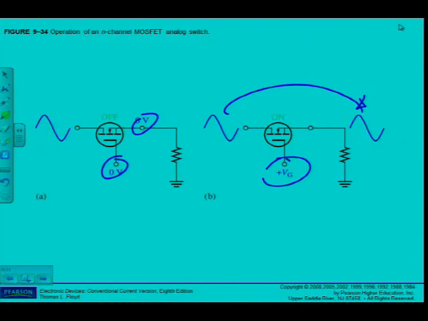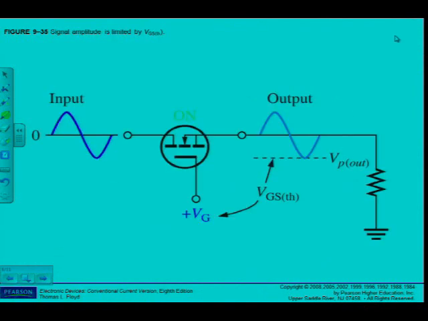The figure is on the next page there. This is what they're referring to now. The voltage at the gate must be equal or larger than the minimum V peak out of my signal that I want to pass through this analog switch. So please take note of that, very important.